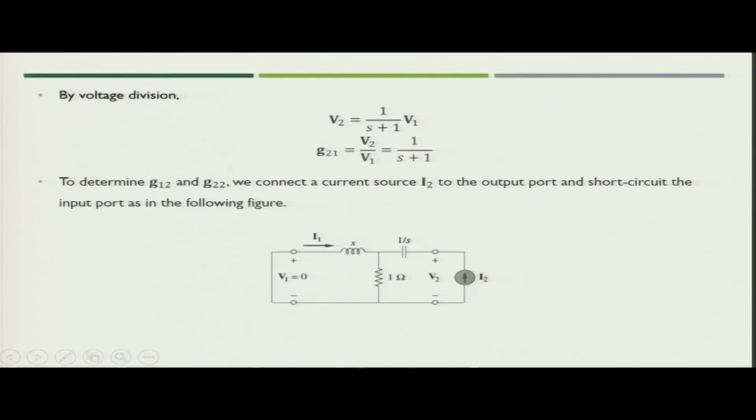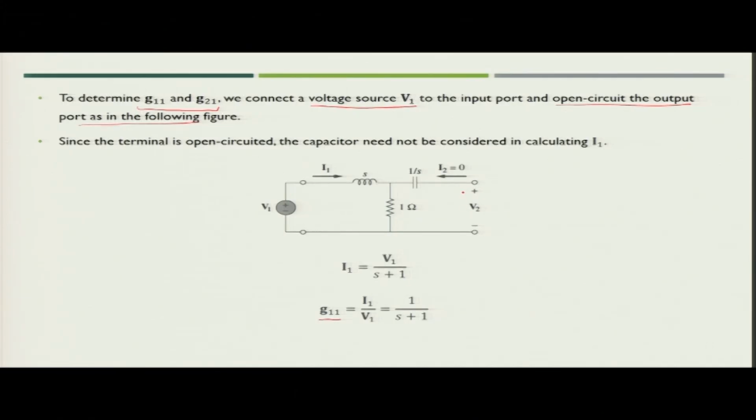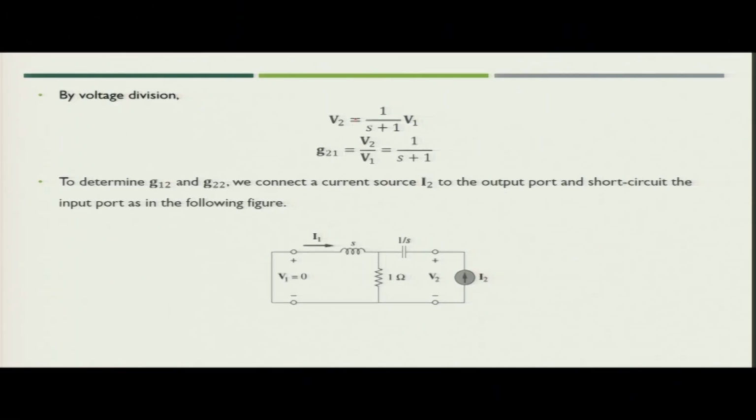Now, next what you have to do? You have to find out the value of voltage V2 in terms of V1. So, you can simply use voltage division here, because V2 is applied across the 1 ohm resistance. So, V2 can be represented in terms of V1 with the help of voltage division. So, if you apply voltage division, V2 will be 1 upon S plus 1 V1. So, what is G21? G21 is V2 by V1. So, you will say G21 is nothing but 1 upon S plus 1.